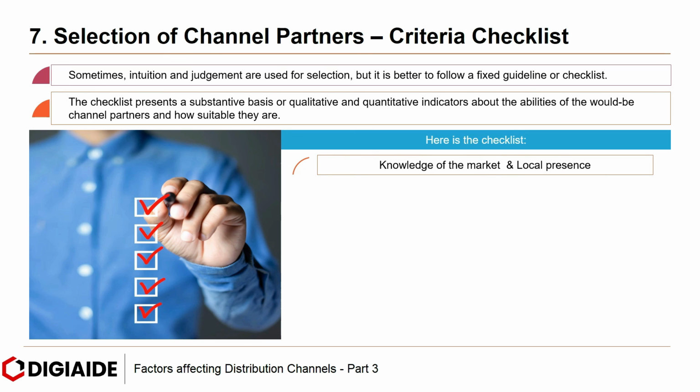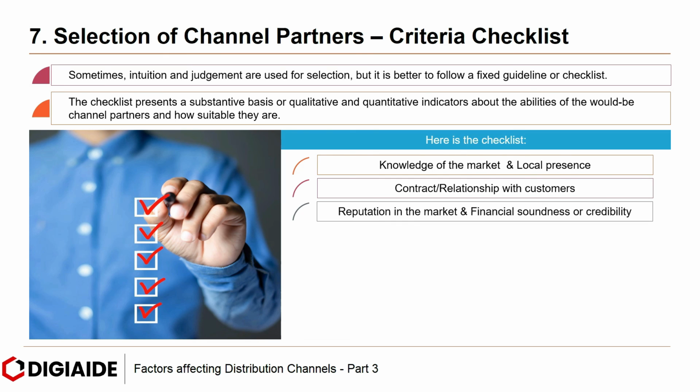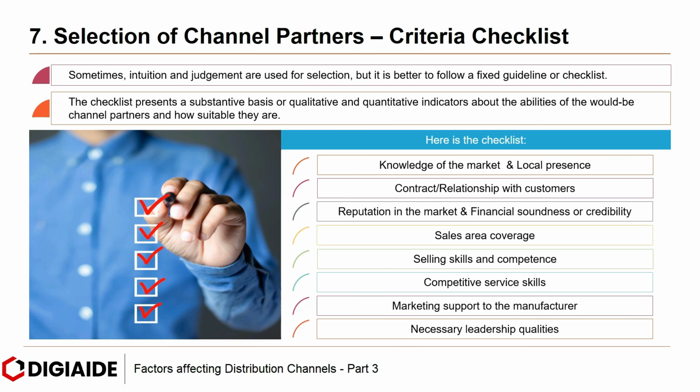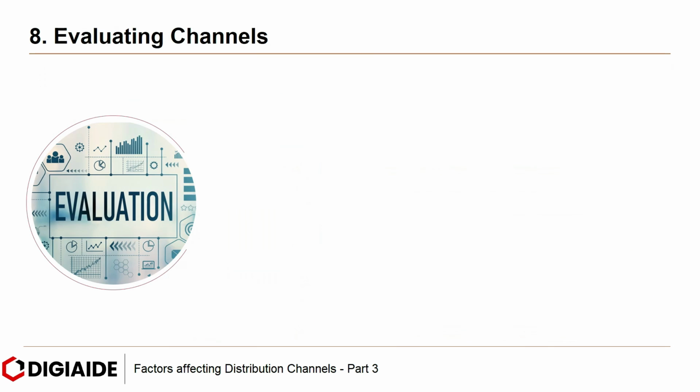First, knowledge of the market and local presence. Second, contract relationship with customers. Third, reputation in the market and financial soundness or credibility. Fourth, sales area coverage. Fifth, selling skills and competence. Next, competitive service skills. Next, marketing support to the manufacturer. And finally, necessary leadership qualities.